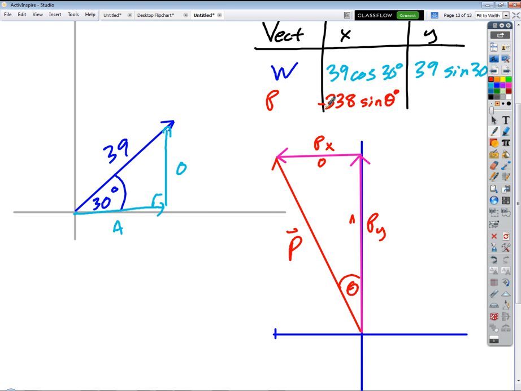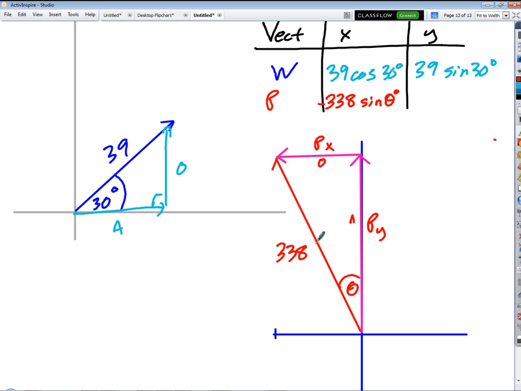The vertical component is going to be what? What do you think? Adjacent over hypotenuse, so it's going to be a cosine, right? I should maybe write a number. I bet that's confusing to have that be a p. Let's make it a number, 338. So this one's going to be 338 cosine theta, the vertical component.